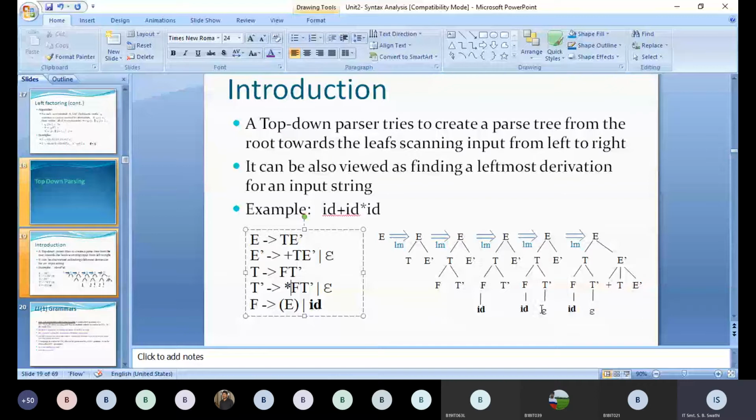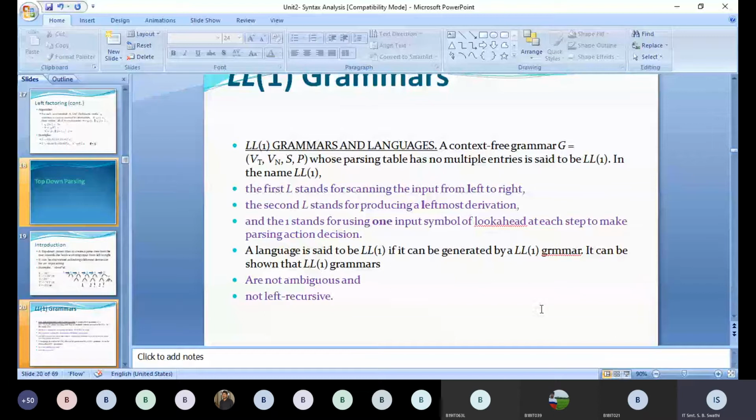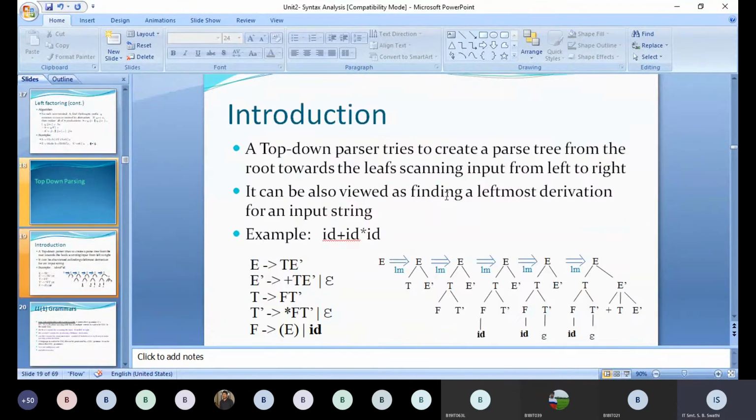So when we use different approaches to evaluate an expression, each approach uses its own type of grammar. In top-down parsing, we use LL1 grammar. Now, what is this LL1? You have here the first L. The first L stands for scanning the given input string from left to right. In the above slide, the given input string is ID plus ID star ID.